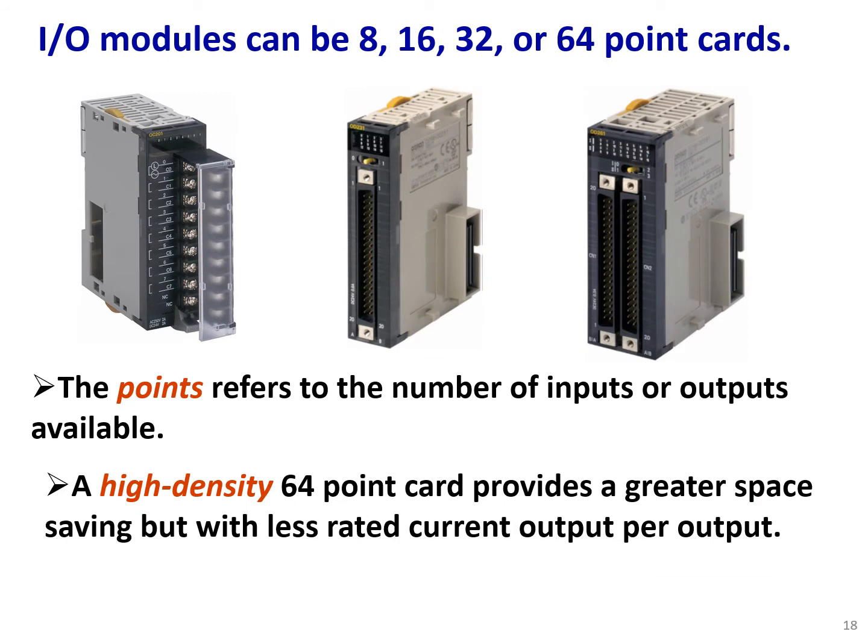I/O modules can be 8, 16, 32, or 64 point cards. Yes, so the point, or number of inputs, could be 8, 16, 32, and 64 inputs. The points refer to the number of inputs or outputs available. A high density 64 point card provides greater space saving, but with less rated current output per output.